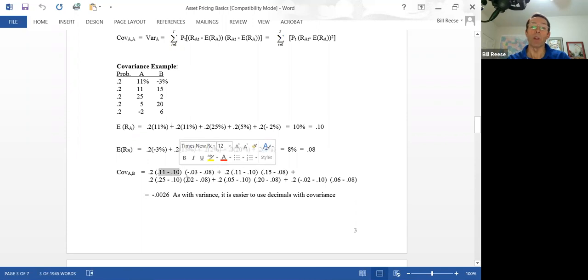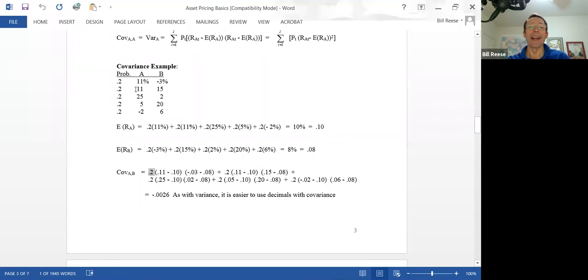0.11 minus 0.10 is going to be a positive number. Negative 0.3 minus 0.08 is going to be a negative number. When you multiply a positive number by a negative number, you get a negative. So this first term is going to be a negative number. And of course, it's weighted by the probability that this event will happen, which is 0.2.